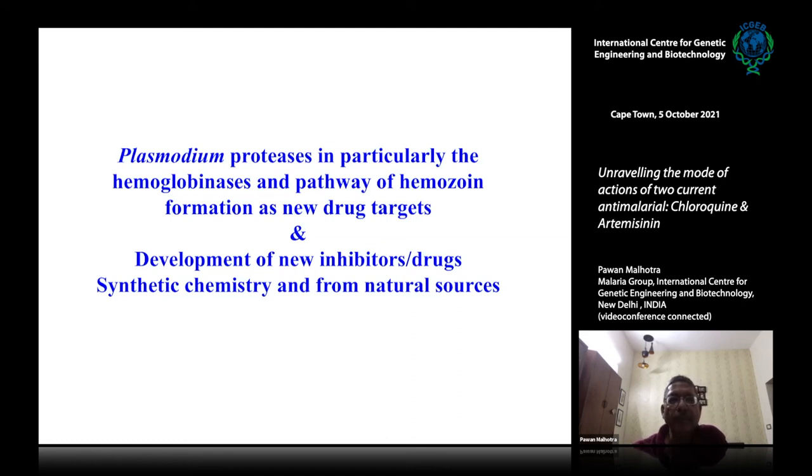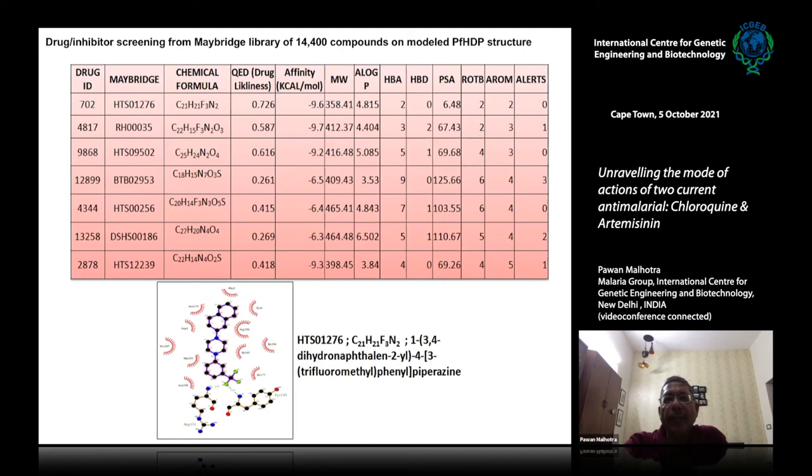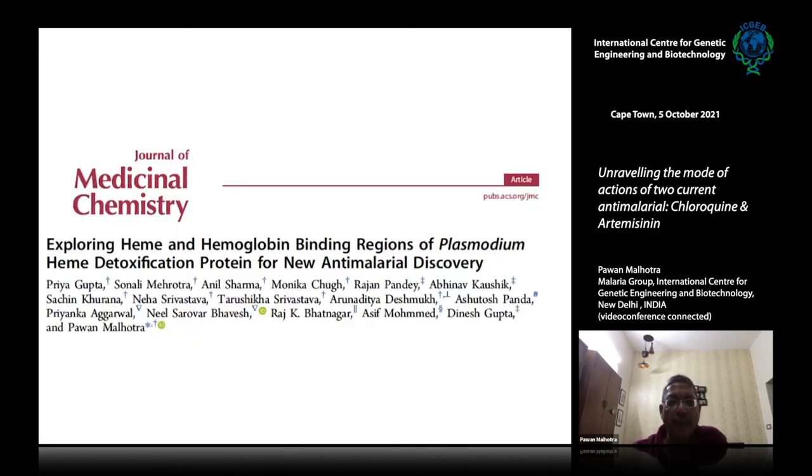So one of the proteins that I mentioned is called heme detoxification protein. We were able to identify an inhibitor from a Maybridge library, although it is acting at a submicromolar range at present. We are now, with another company, modifying this molecule so that we can develop a drug at a nanomolar range. And this work we could publish in the Journal of Medicinal Chemistry. We could show that heme detoxification protein is an important protein for new anti-malarial discovery.